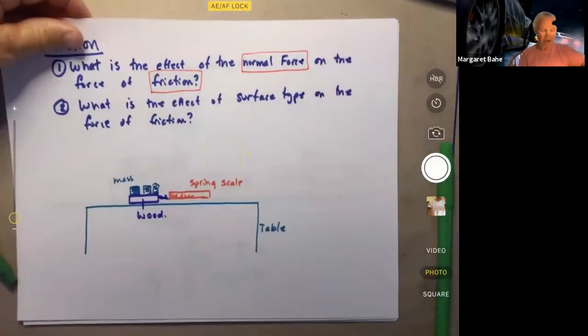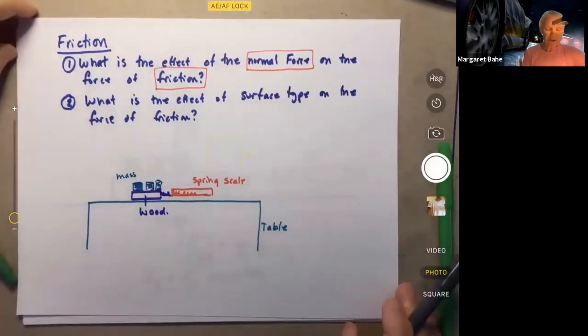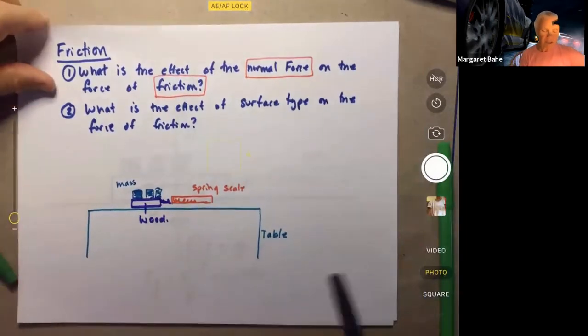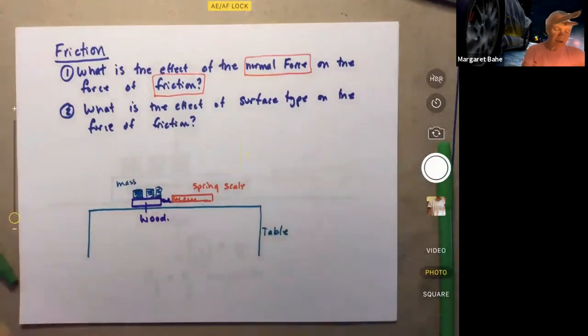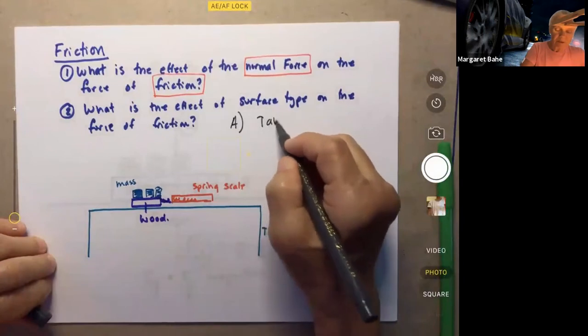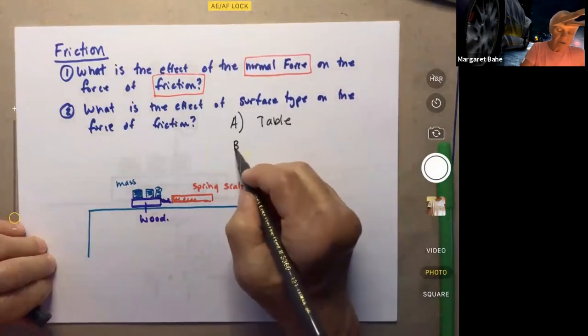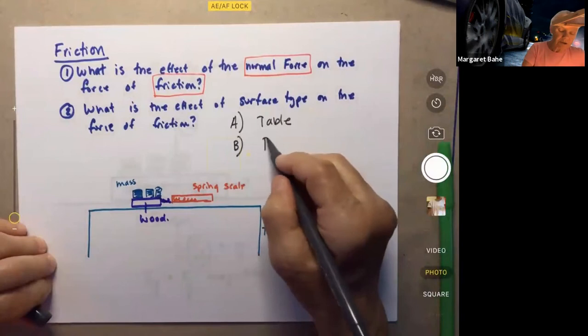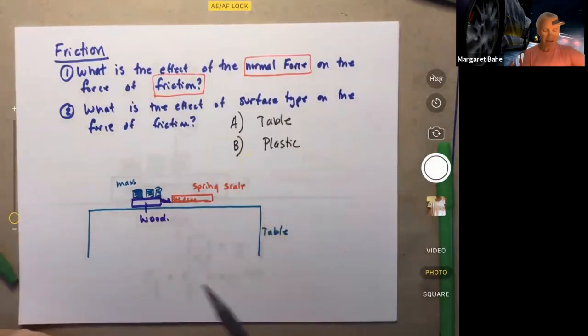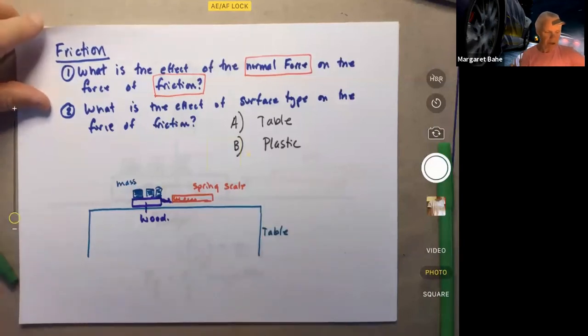For our second question, what is the effect of surface type on the force of friction? We're going to run our entire experiment twice. Our two surfaces are going to be, number one, the table, and number two, we're going to use a sheet of plastic. So those are going to be our two surface types, and we can then compare what happens to the force of friction on a smooth surface versus a little bit tackier surface, which would be our plastic.